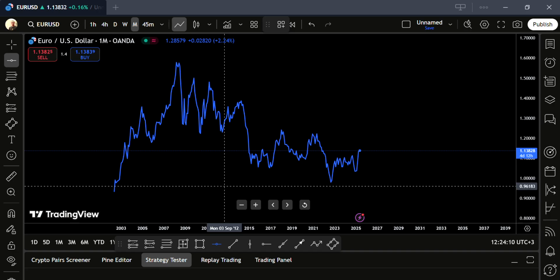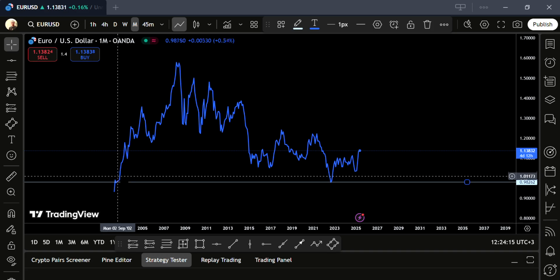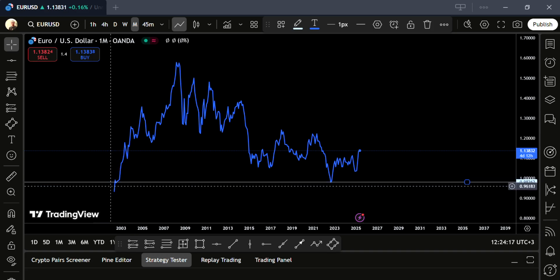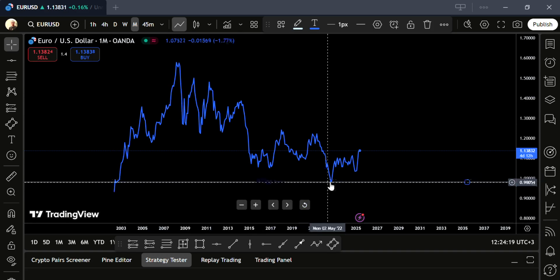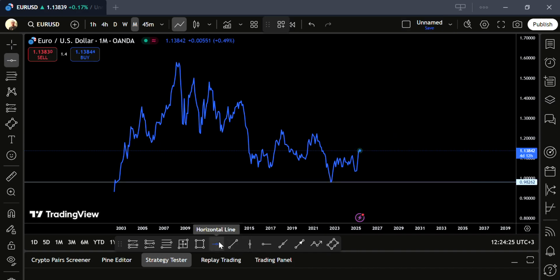So the first one we see is here. Why? Because we see price hit here and went up, and then we have another one. It came back and hit the area and went up. That is the first one. Then the second one we are seeing here.